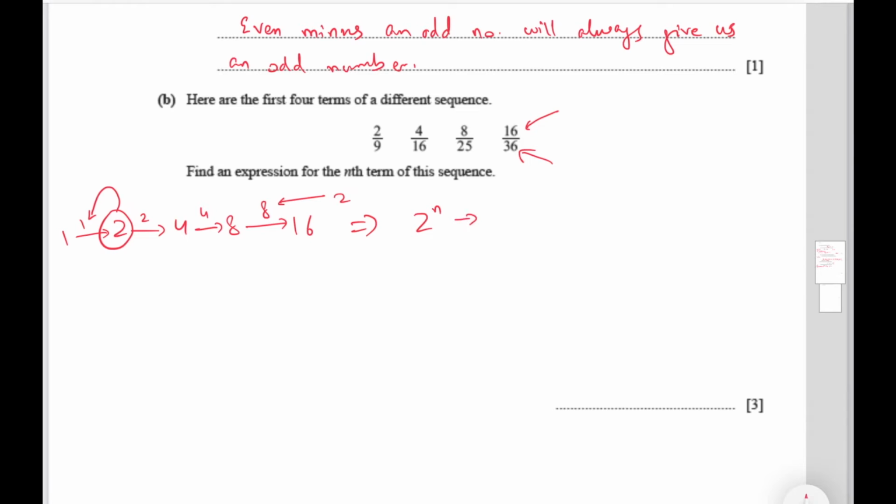Since 2 to the power of n is the numerator's term, if I plug in 2 and then put in the power of 4 into it, 2 times 2 times 2 times 2 always gives us 16. If I plug in 2 to the power of 3, this gives us 2 times 2 times 2, which is 8. And if I plug in 2 to the power of 5, this gives us 2 times 2 times 2 times 2 times 2, which gives us 32. So the numerator's expression is 2 to the power of n.